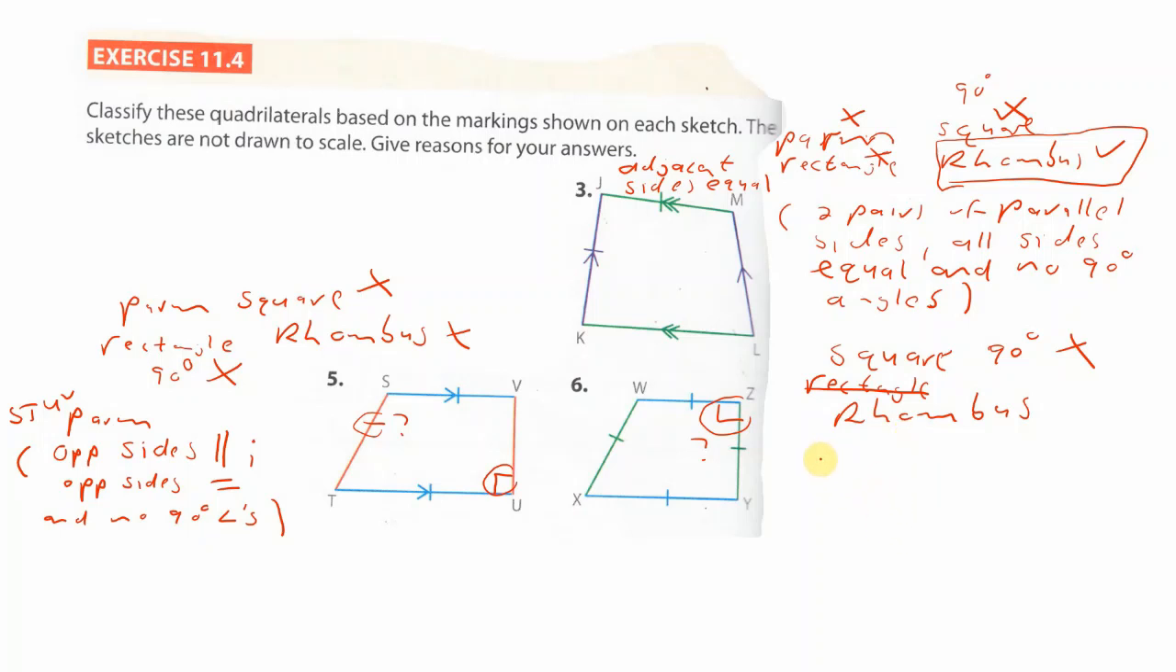So therefore VXYZ is a rhombus. The reason being all 4 sides equal and no 90-degree angles.